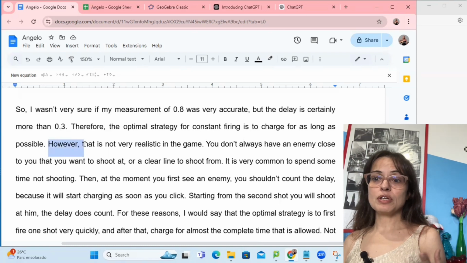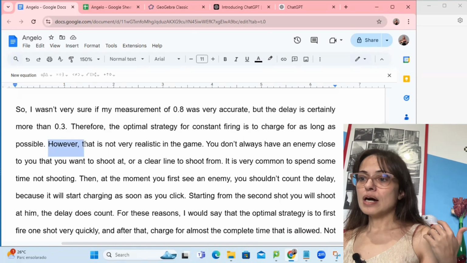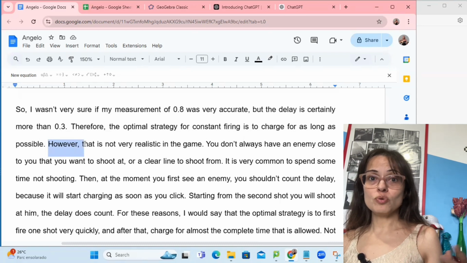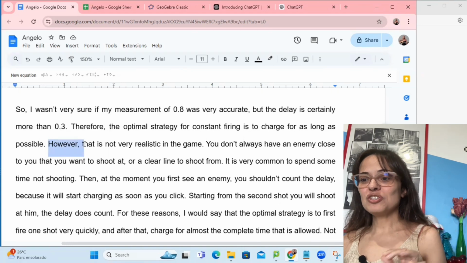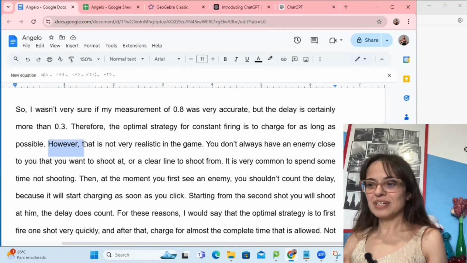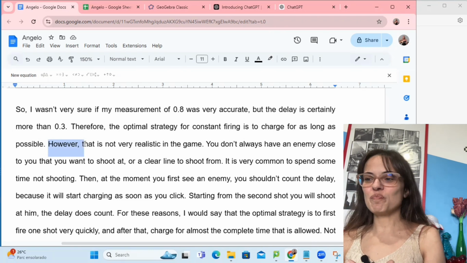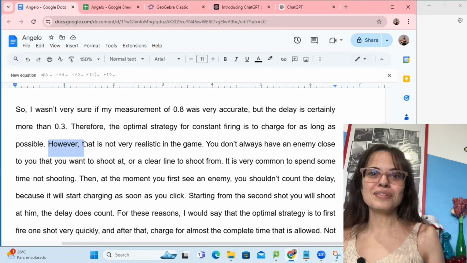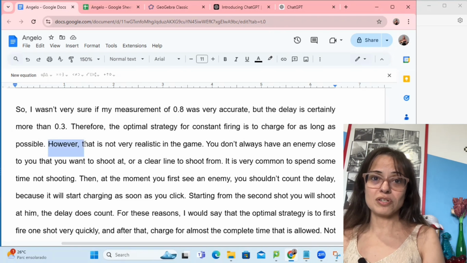You don't always have an enemy close to you that you want to shoot at. You're not shooting all the time. It's very common to spend some time not shooting, like running away from other people and doing other things. Then at the moment that you first see an enemy, you shouldn't count the delay because there is no delay. The delay has already passed. You have been not shooting for a lot longer than 0.8 seconds. The first shot that you start charging is going to start charging when you push the button. There's not going to be a delay.